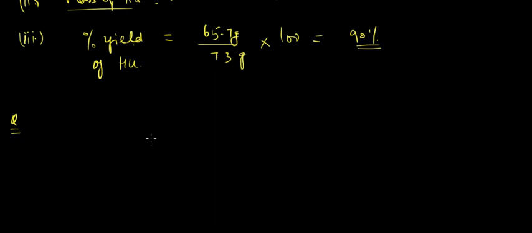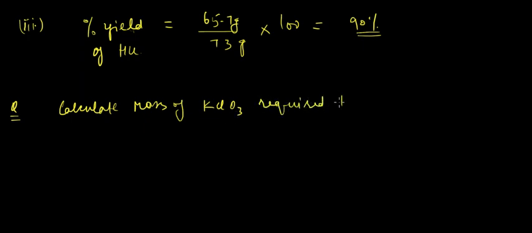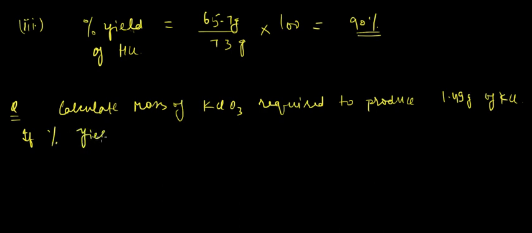Let's see another example wherein we have to calculate the mass of KClO3 required to produce 1.49 grams of KCl if percentage yield of the reaction is A, 100%, and B, if percentage yield of the reaction is 40%.